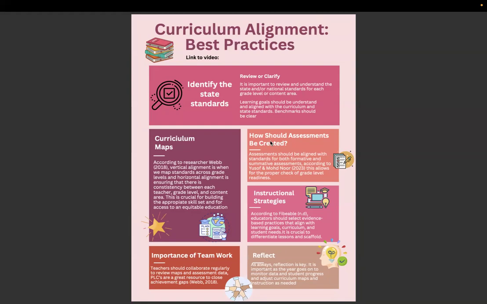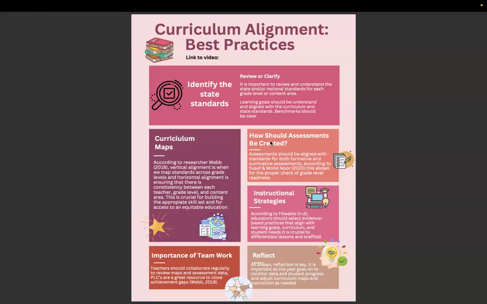So, vertical alignment is crucial. This ensures that skills build from one grade to the next without gaps or unnecessary repetition. And it stresses that standard-based curriculum should progress logically across grade levels to prepare students for increasingly complex learning. So we want to do this to ensure that students have the proper skill set to move on.